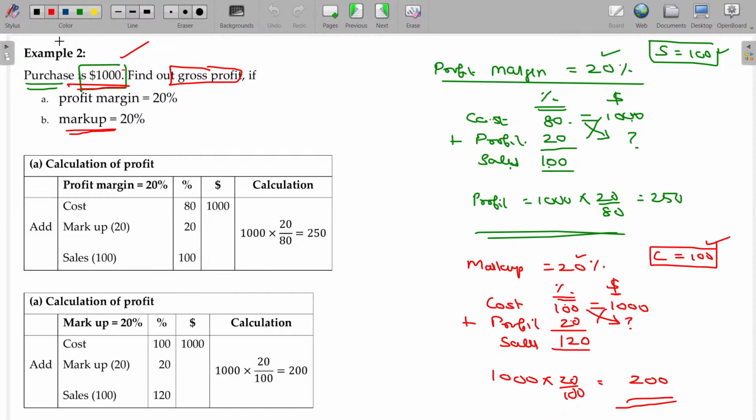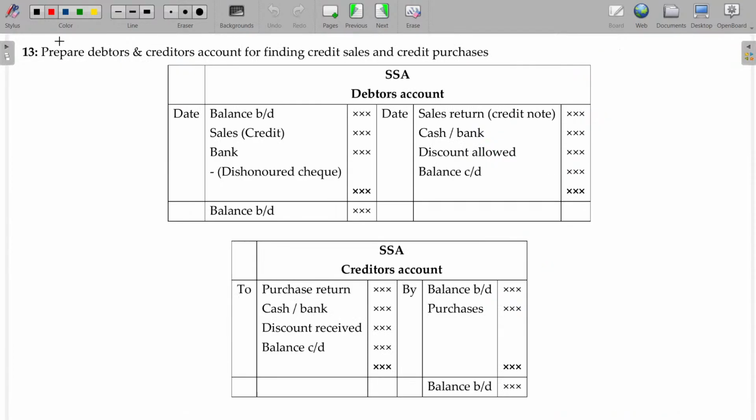Up to now you are very clear, I hope. This 13th one, it is better to know. You might have studied this in other chapters also. Sometimes you need to prepare a debtors account and creditors account also, because credit sales and credit purchases may be missing from the given data. Now it's your duty to find out the credit sales and credit purchases. That may be possible only by preparing these two working notes.